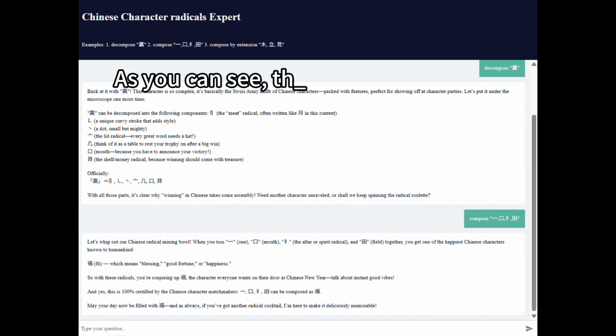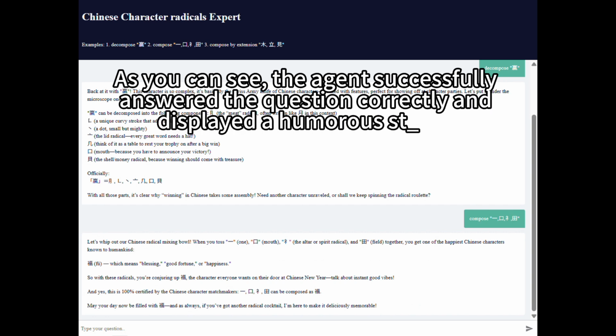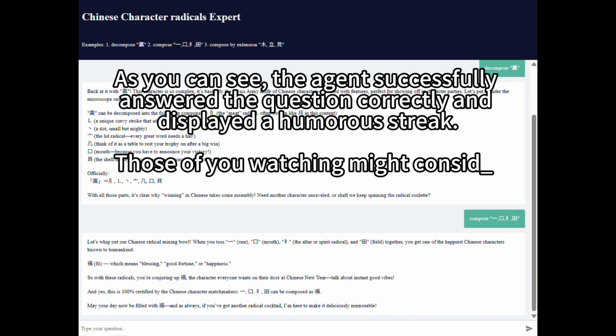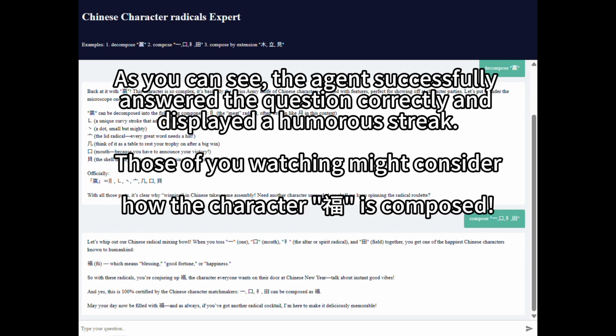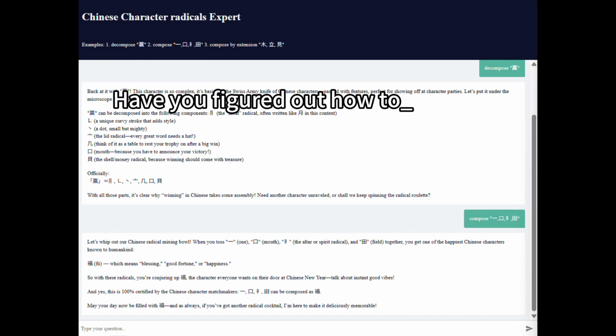As you can see, the agent successfully answered the question correctly and displayed a humorous streak. Those of you watching may consider how the character fu is composed. Have you figured out how to compose words?